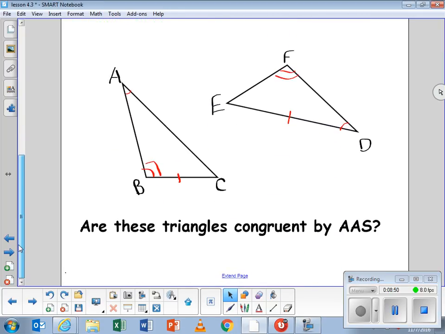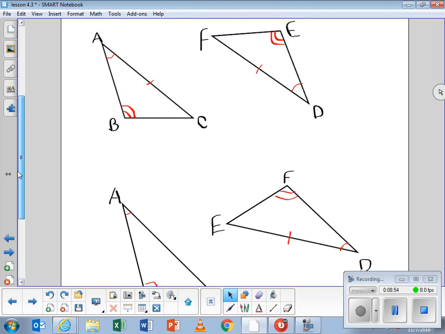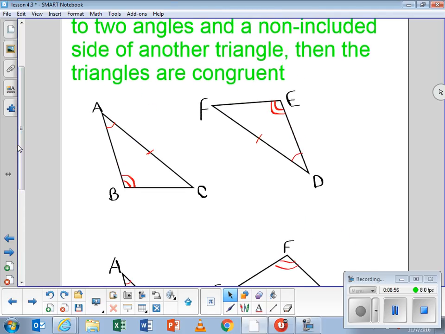So the question here is, are these triangles congruent by AAS? And there's 4 triangles, but we'll just focus on the first 2 here. Triangle ABC and triangle FED, and I didn't put them in the right order. I was just calling them by their individual triangles, not trying to say they're congruent. So, are they congruent? Yes. Well, you say yes. Let's look at the pieces.